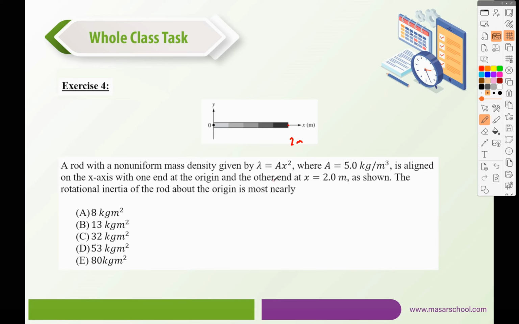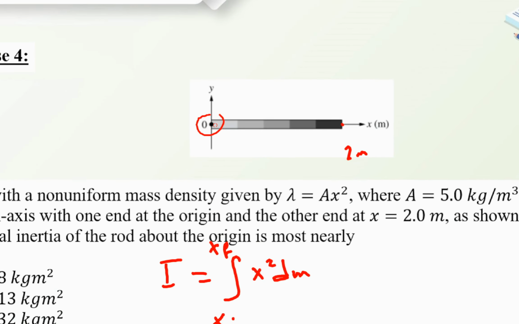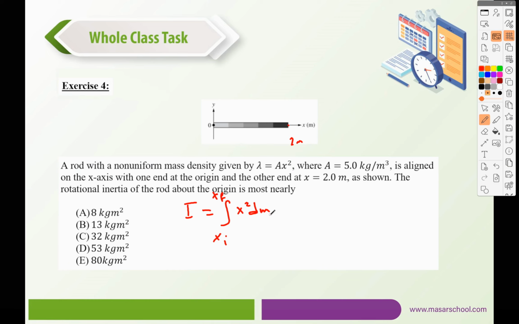Now ask yourself, is this a discrete system or an extended object? It's an extended object, so we need to determine the moment of inertia via integration, which is given by the integral from x initial to x final of x² dm. Now here, before I set the initial and the final position with respect to our origin, we need to unify the variables. We have x and dm.